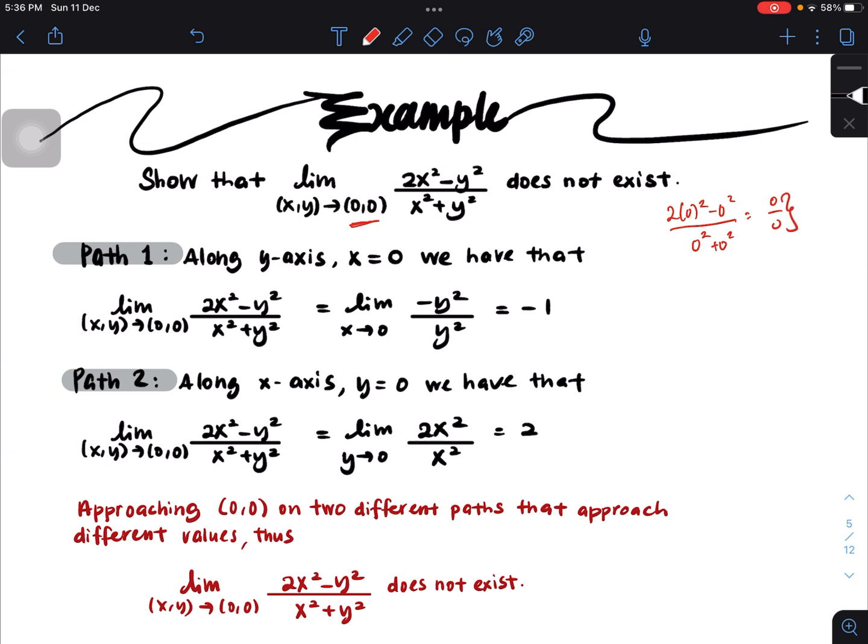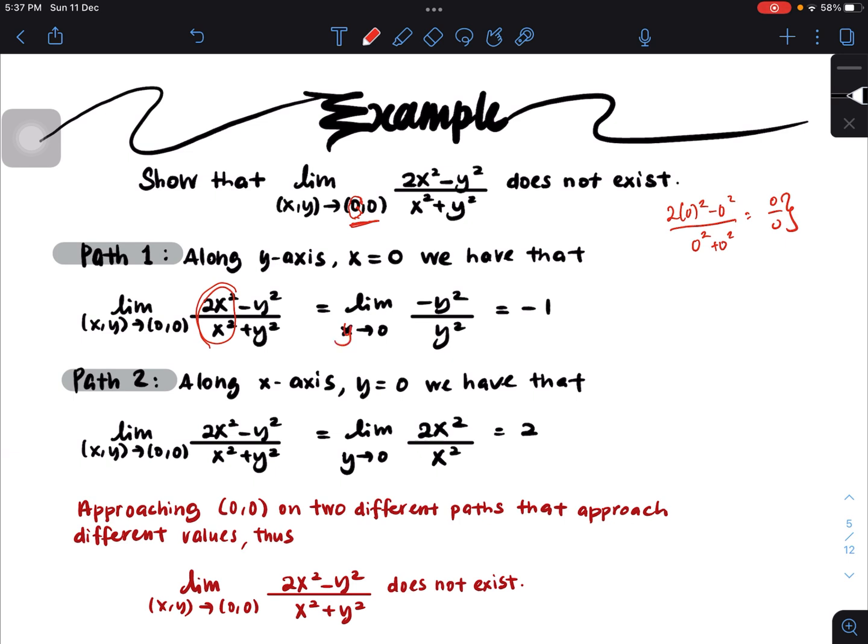When you get this, it means you need to check the path. You need to use path 1 and path 2 to find the limit of your function. So path 1 that you can use is when the value of x is equal to 0. You just substitute x equal to 0 inside this function. This term is equal to 0, so you are left with only negative y^2 over y^2. This one is wrong, this one should be y.